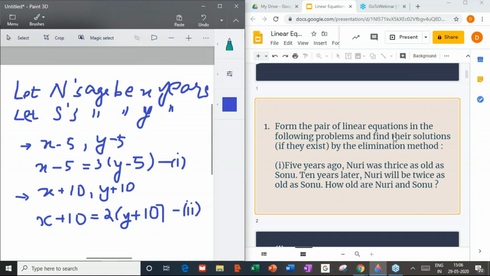Now solve them either by elimination method or substitution method, whichever you feel. Oh wait, they have asked here, right? If they exist, solve by the elimination method. Okay, so simplify this, and use the elimination method to find x and y. Soumya has given me the answer. Let me check. Is that correct? Yes, Soumya, you're right.